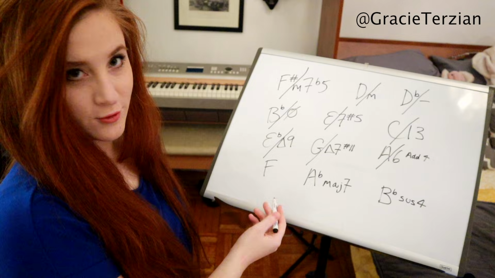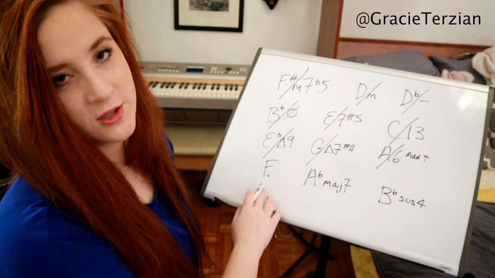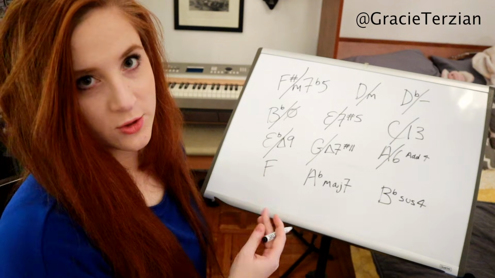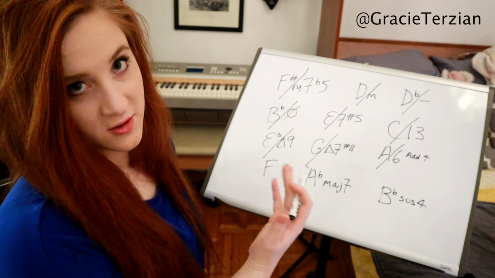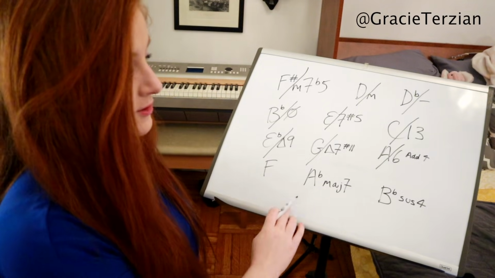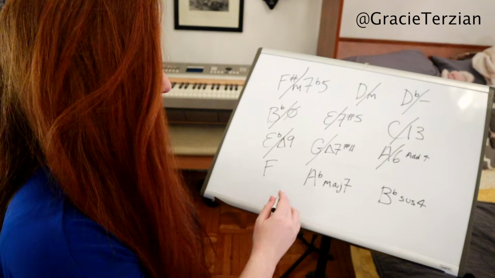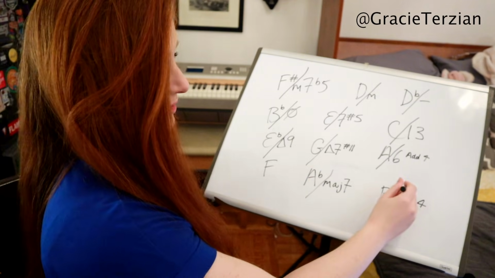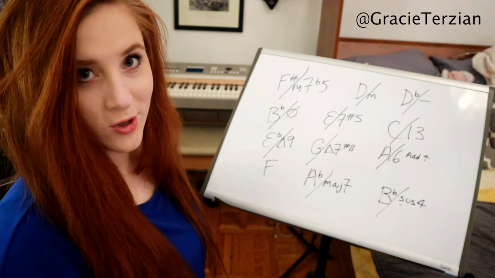For F, the root is just F. And whenever you see a letter just written by itself as a chord, it's assumed that it's a major chord. So the chord is F major. So the chord quality is major, the root is F. For A flat major 7, what is the root? It's A flat. Right? What about for B flat sus 4? B flat is the root, and sus 4 is the chord quality.